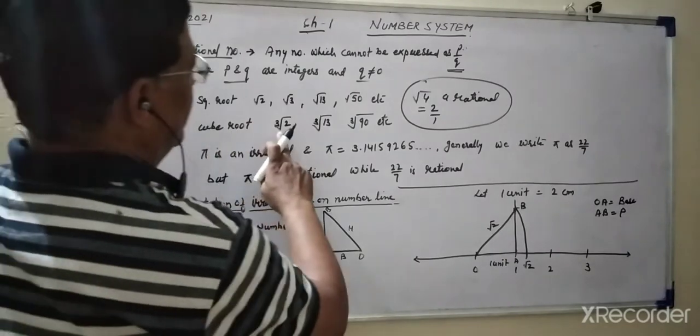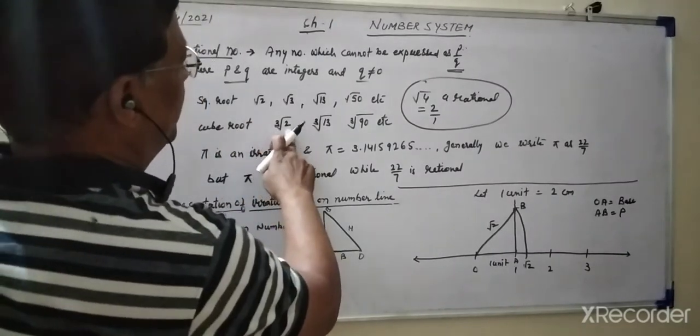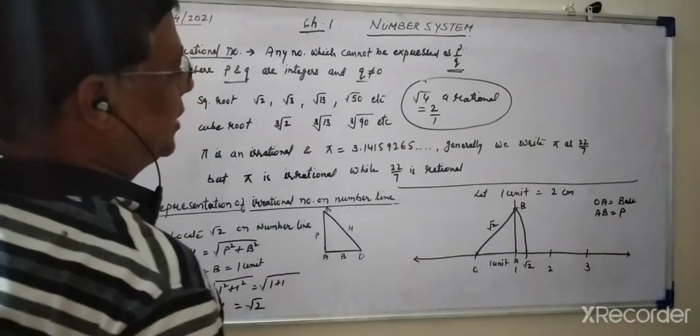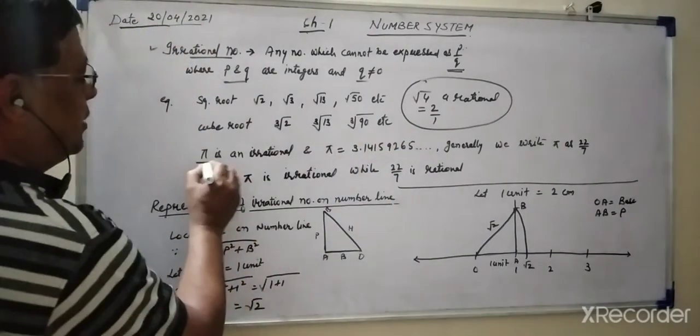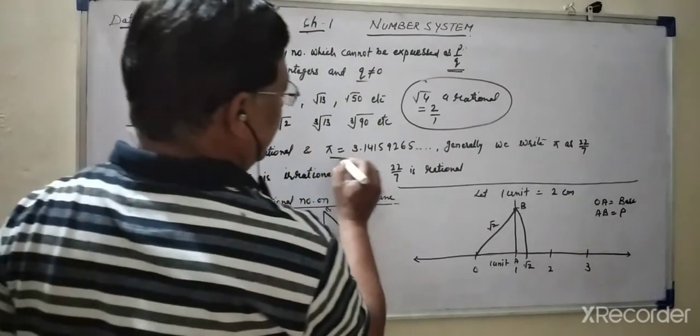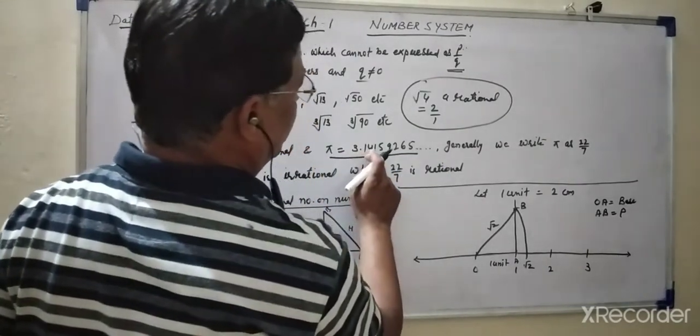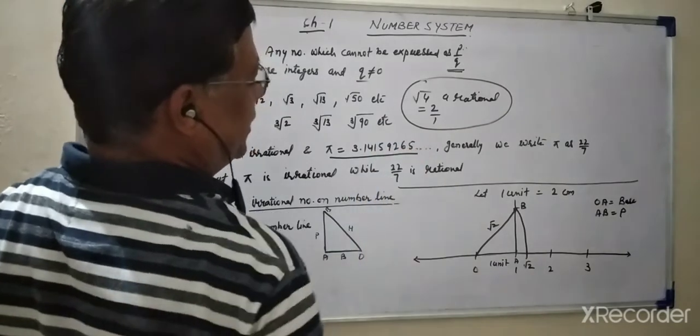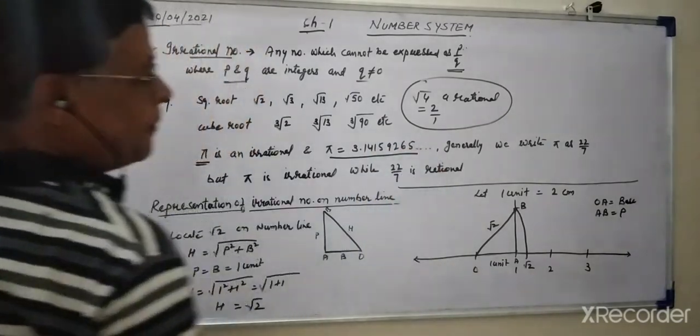We can say cube roots of numbers like cube root of 2, cube root of 13, cube root of 19, these are all irrational numbers. Pi is also an irrational number. The value of pi is 3.14159265, and so on. It is endless.